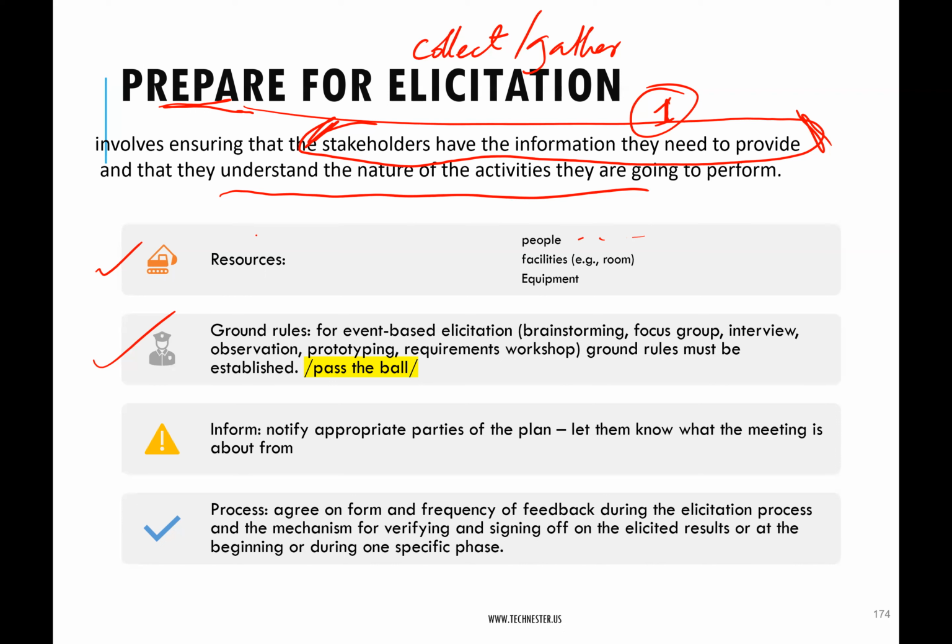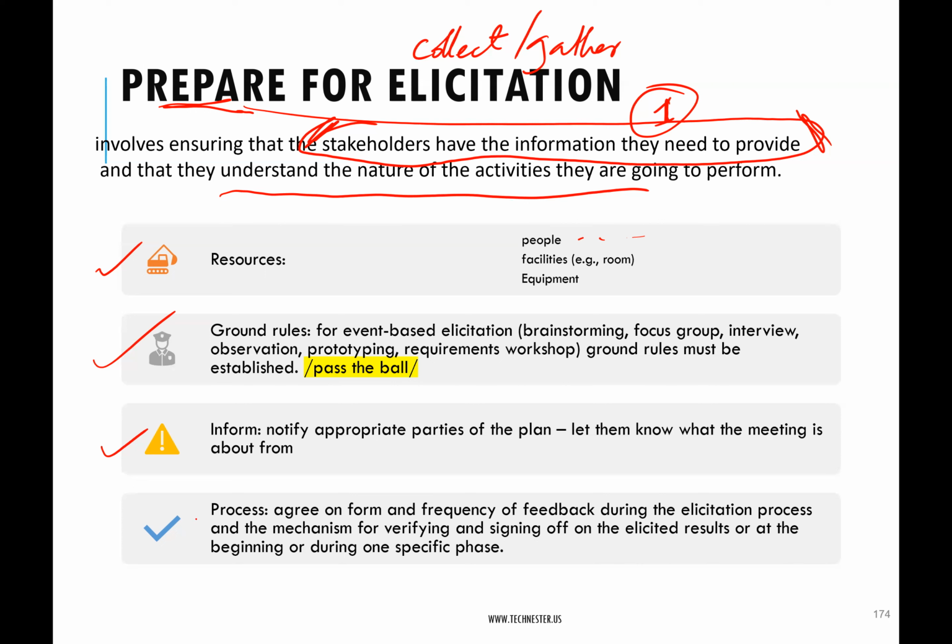Second is control. You want to control your environment. Yeah, so you want orderliness. Then you want to inform and notify every party, everybody that will be involved about the plan. Right? So what is the meeting about? You want to make sure you communicate that to them. Right? So it may be fellow BAs, it may be stakeholders. You want to make sure that they're informed and they know what is going to be happening in your meeting.